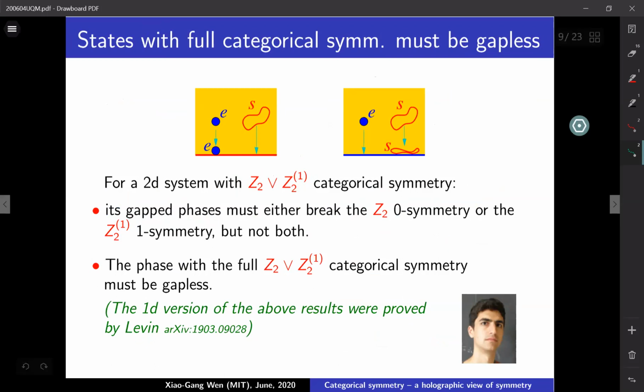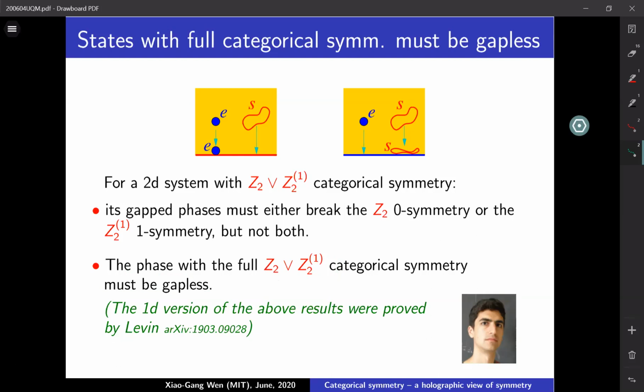Really, because to get a gapped boundary, we have to condense something, either condense a string or condense a particle, for some arbitrary group G. We have to condense some combination of a charge and a string. For Z2 cross Z2 symmetry, you can condense a charge of the first Z2 and a string of the second Z2, things like that. But we have to break some part of the categorical symmetry. And if you don't condense anything, the boundary must be gapless. So therefore, the phase with a full categorical symmetry must be gapless.